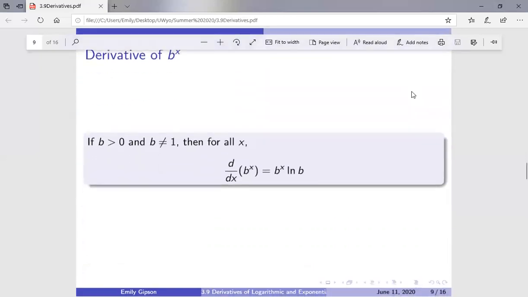So now let's talk about things of the form b to the x. As long as b is greater than 0 and does not equal 1, then for all values of x, d dx of b to the x is equal to b to the x times the natural log of b. And in this case, we talk about b being some number. So maybe it's 3, maybe it's 15, maybe it's 1,000, but it is a number. So if you see something that looks like 3 to the x or 10 to the x, this is how you deal with that problem.